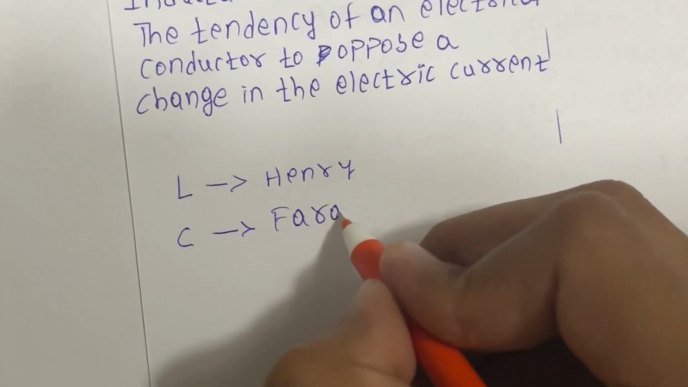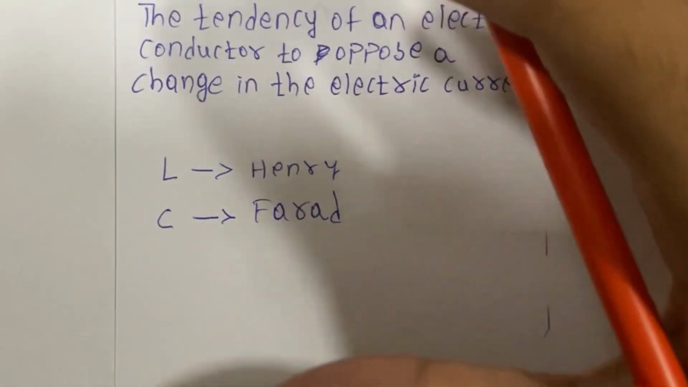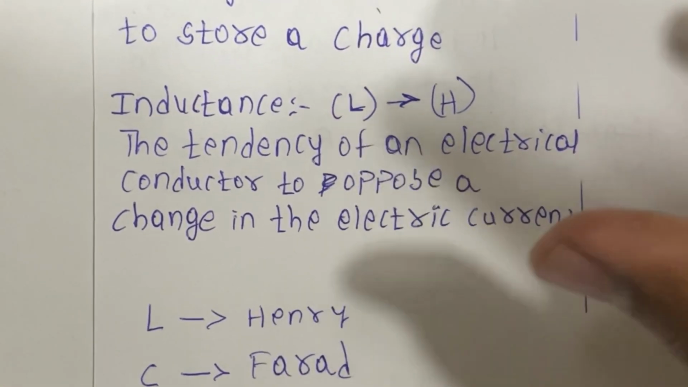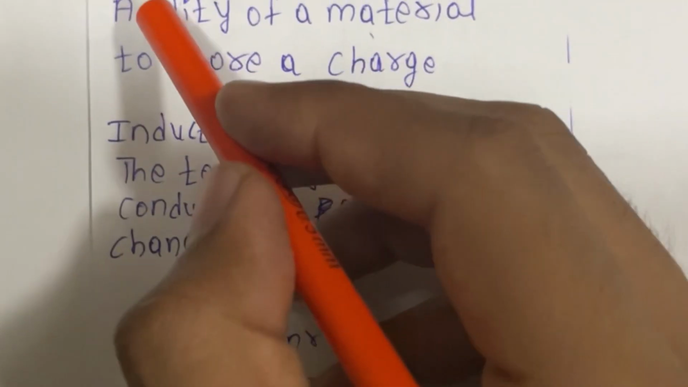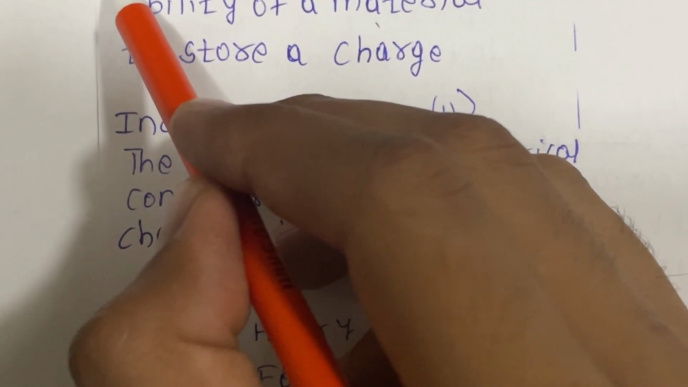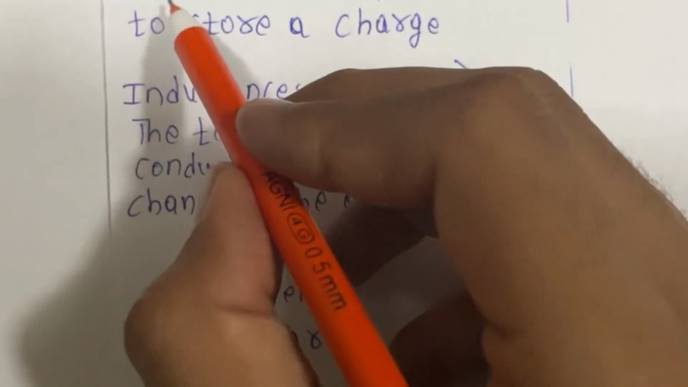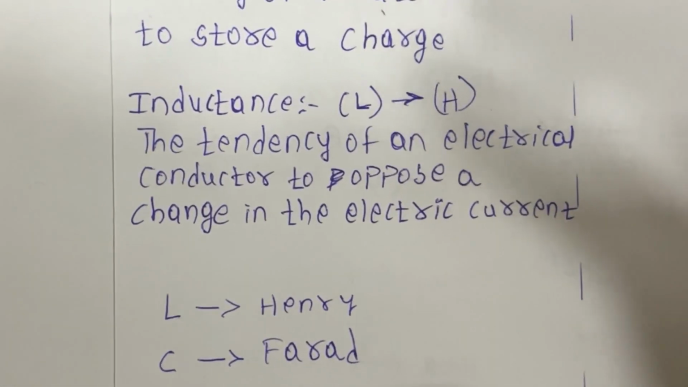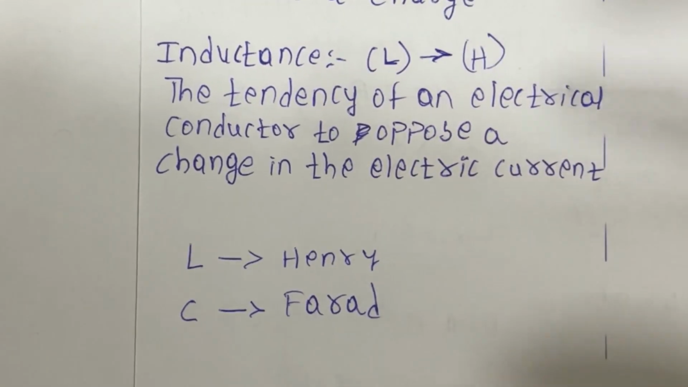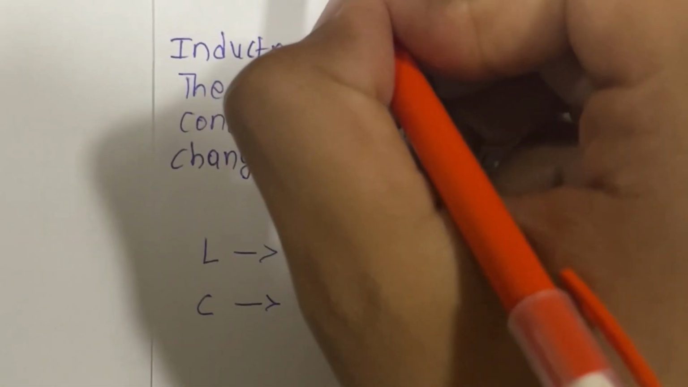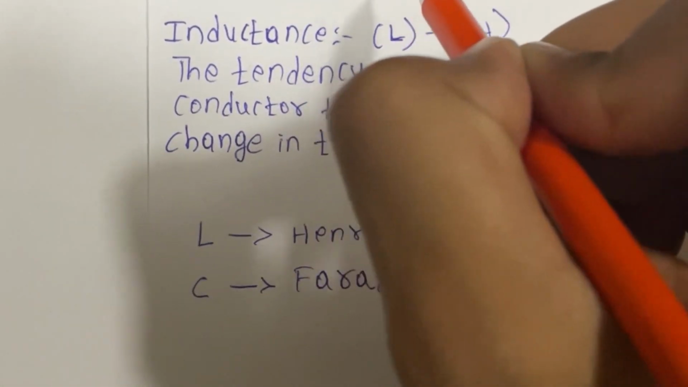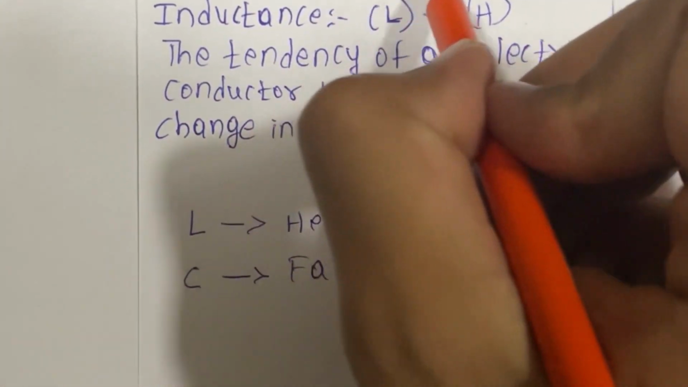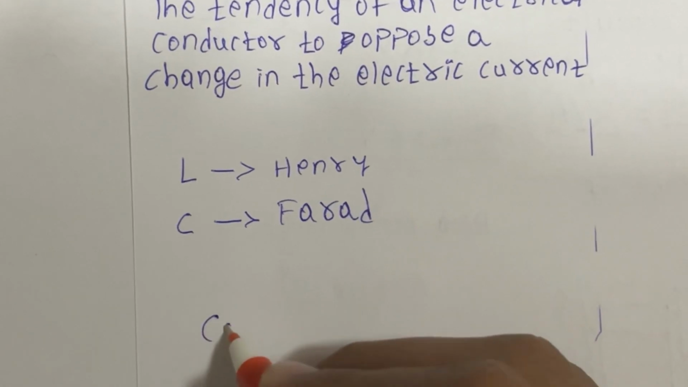These are the two important concepts we are going to learn today, and these are the last concepts in today's lecture. What is capacitance? Capacitance is the ability of a material to store a charge. There are different elements to store a charge, and the material which is used to store a charge is called a capacitor.